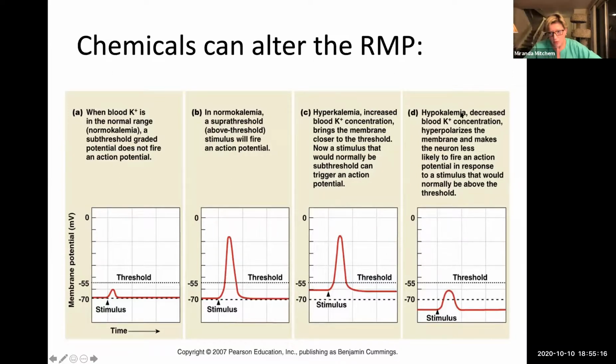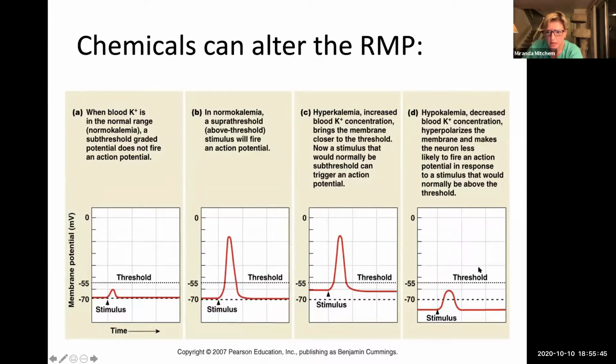In hypokalemia, now there's too little potassium, and people with hypokalemia have a lower resting membrane potential, or they are at a value lower than resting membrane potential. So they're down here at, say, -90. So they have the normal size stimulus, but it does not get to threshold. So they're not able to fire the action potential.